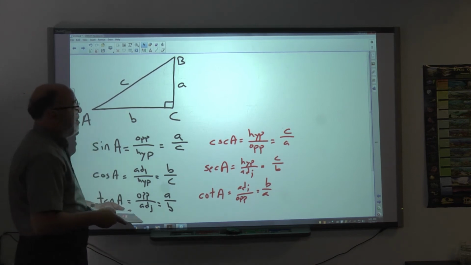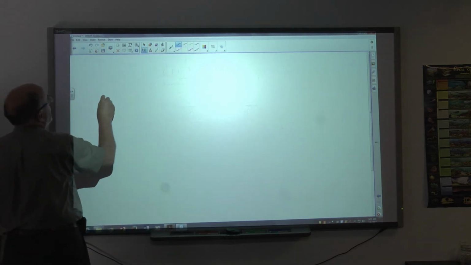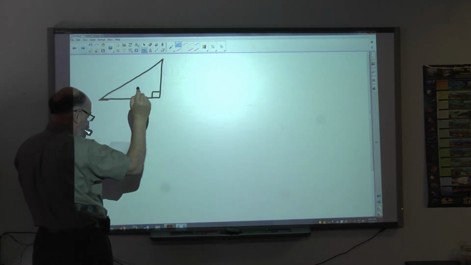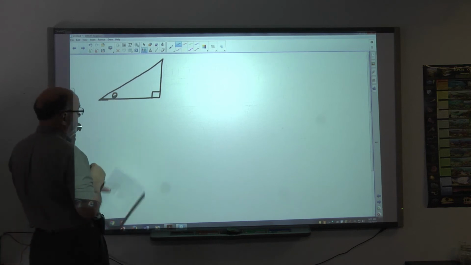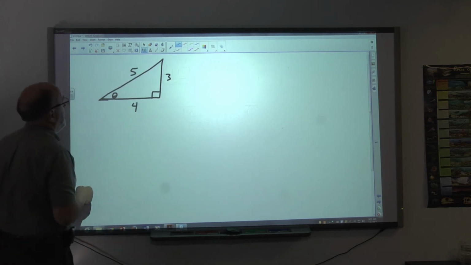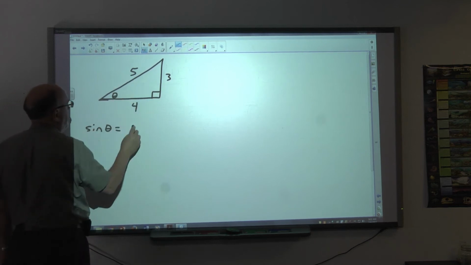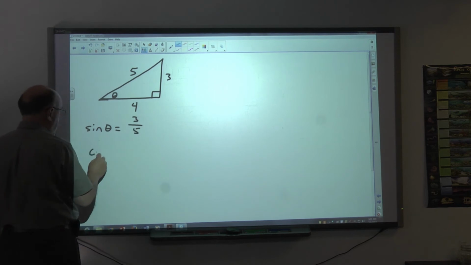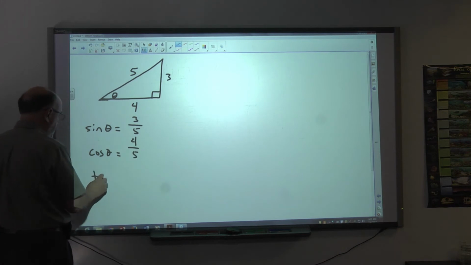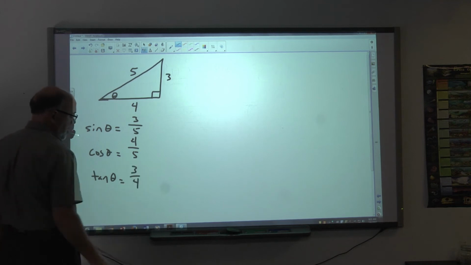So then, for example, given a right triangle, you should be able to write out all the fractions that we had. So if I had this right triangle, here's my right angle. We'll say this is my angle theta I'm interested in. And this is 3, this is 4, this is 5. And I want to write out the 6 trig functions. So we got sine theta is opposite over hypotenuse, so that's going to be 3 over 5. Cosine is going to be adjacent over hypotenuse, that'll be 4 over 5. And then tangent is opposite over adjacent, which will be 3 over 4.